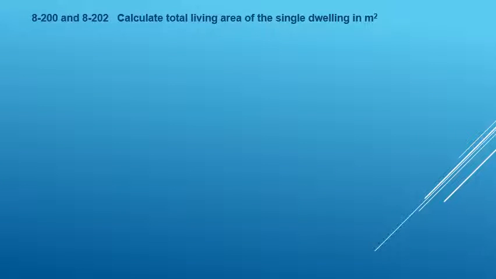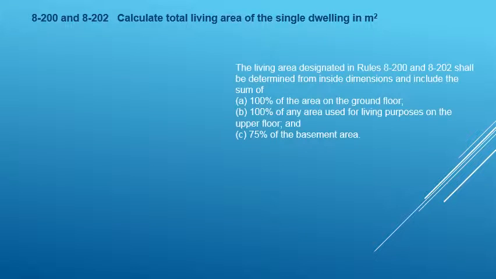Rule 8-110 calculates the total living area of the single-family dwelling in square meters. The living area designated in Rules 8-200 and 8-202 shall be determined from inside dimensions and include the sum of 100% of the area on the ground floor, 100% of any area used for living purposes on the upper floor, and 75% of the basement area.